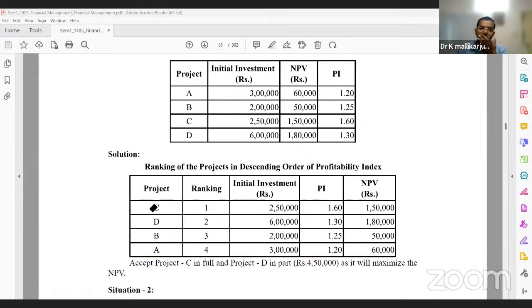If the firm has unlimited capital, they can start 4 projects. But out of these 4, which project can they start early? They can choose the project giving the higher return. This is only 2 lakhs, so that's sufficient, and the highest PA is also there. So project C is full, and project D will maximize NPV.